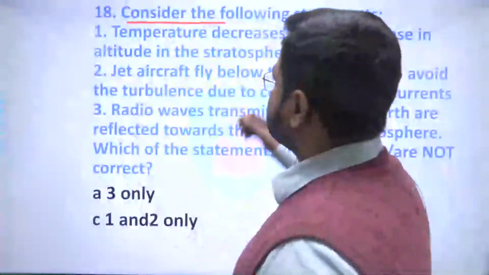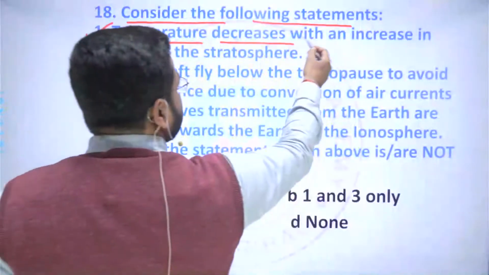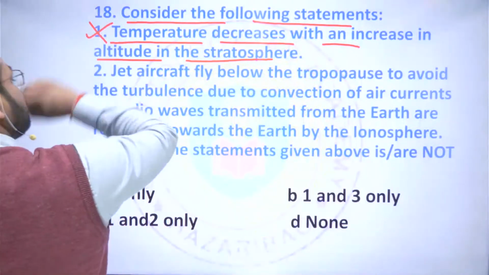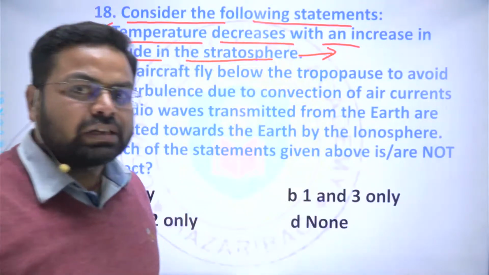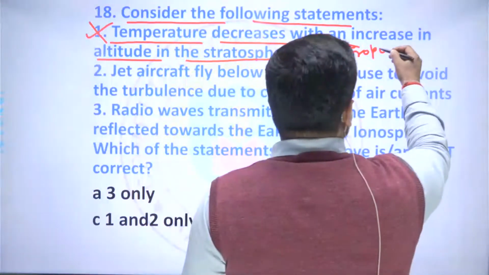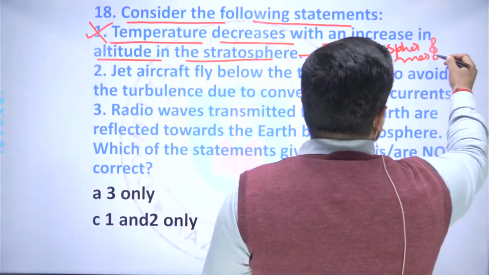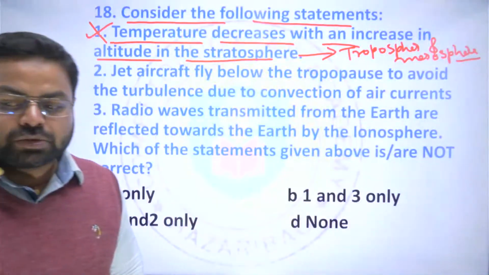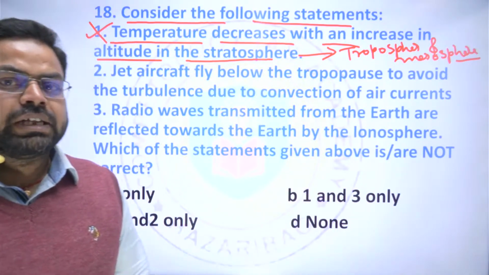Right. So here consider the following statements. First statement is temperature decreases with increase in altitude in the stratosphere. So this is a wrong statement. Keep in mind that the temperature decreases with increase in altitude only in the troposphere and mesosphere. Right, and in the rest of the two atmospheric layers there is always an increase in temperature rather than a decrease.